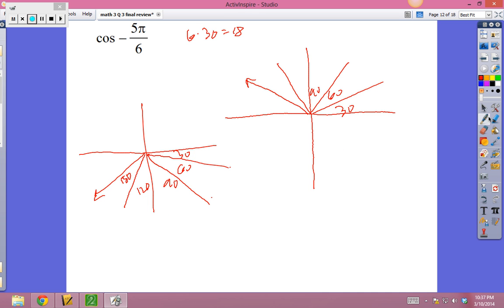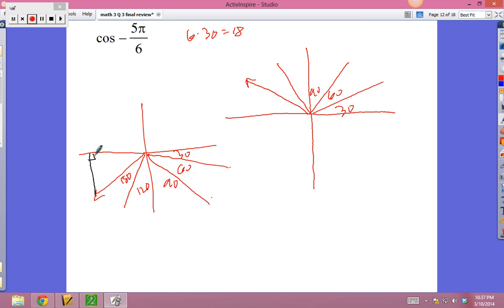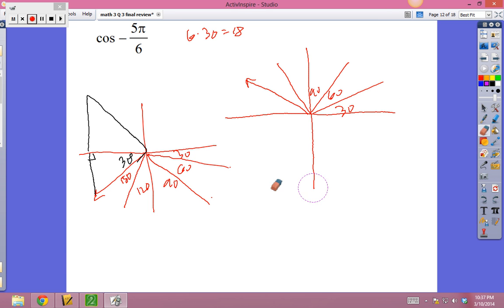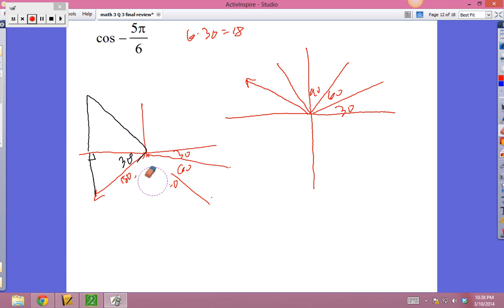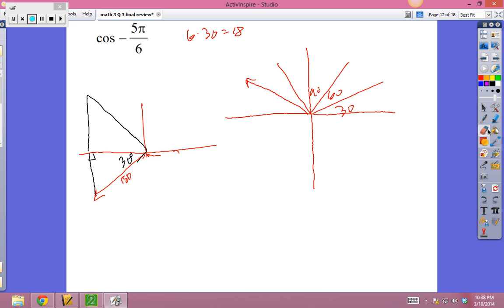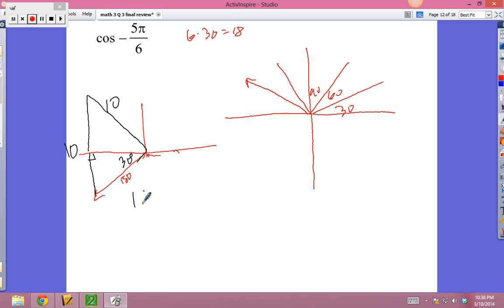Okay, so I'm going to do trig on this triangle right here. I'm going to make a 90, and if this is 150, I know this has to be a 30 degree angle because 150 and 30 is going to be 180. Okay, now if it's 30, I know that it's half of an equilateral, and here's my other half. So I'm going to get the eraser, kind of erase some of this stuff. So the triangle I'm looking at is right here. I'm going to make it a 10 by 10 by 10.